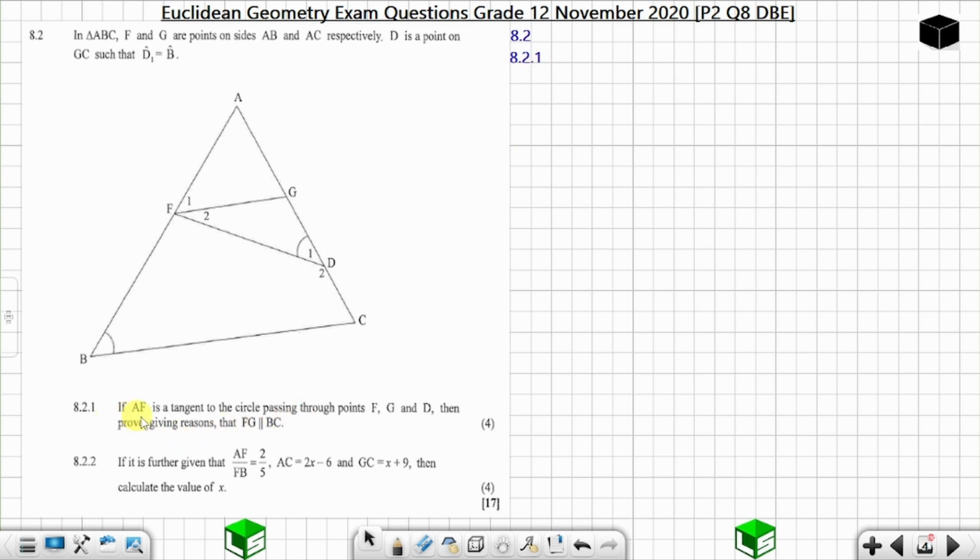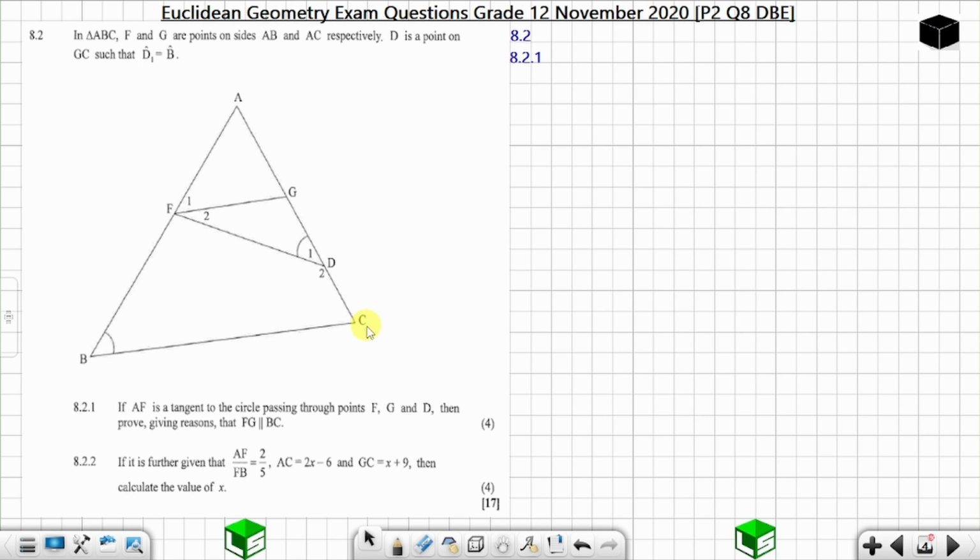If AF is a tangent to the circle passing through points F, G, and D, then prove, giving reasons, that FG is parallel to BC.